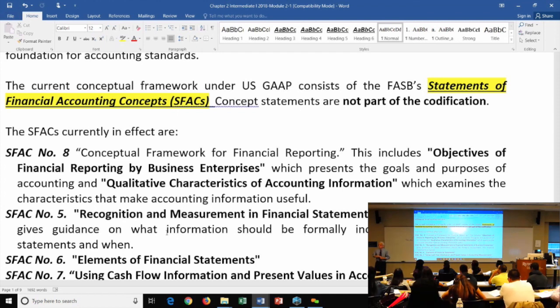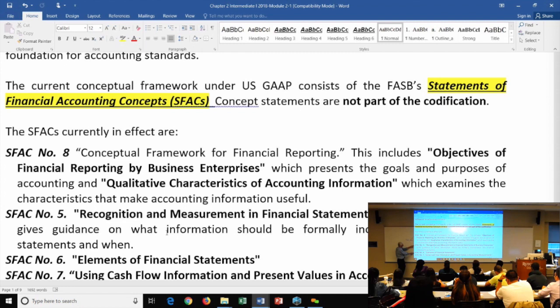By the way, you do not have to memorize. So if I ask you a multiple choice question, I'm not going to say, give me the number of the concept statement. Is it 8, 5, 7? You don't have to memorize that. But just for reference purposes, concept statement 8 handles, number 1, the objective of financial reporting and the qualitative characteristics that make accounting information useful. That's what we'll cover in this module.